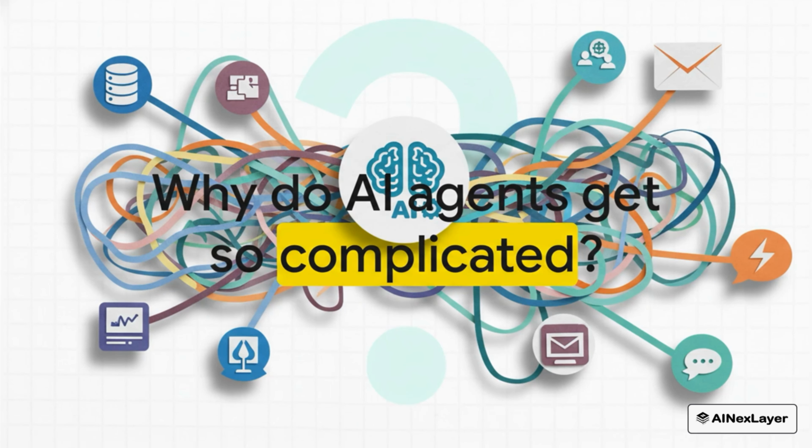You know how it goes. It always starts with a simple, brilliant idea. But then, reality hits. You hook your agent up to a database. It works. Awesome. But then you think, hey, let's add an API for our CRM. And then another one to send emails. And another to post updates to Slack. Before you know it, you're completely trapped in what developers grimly call integration hell.